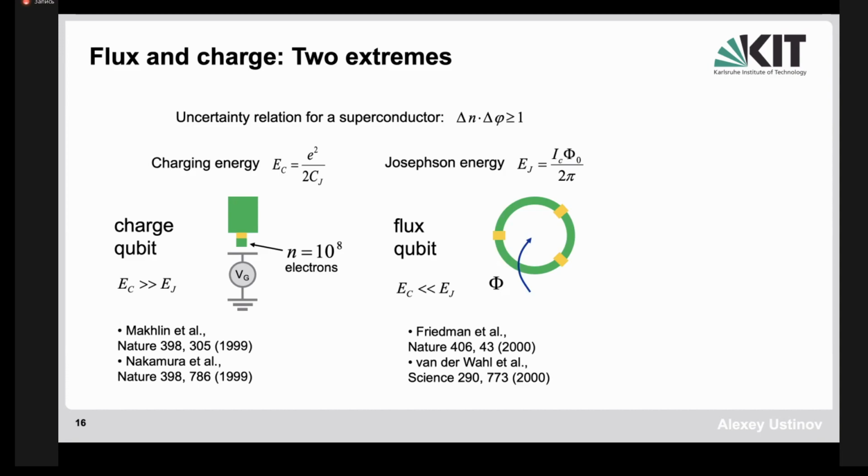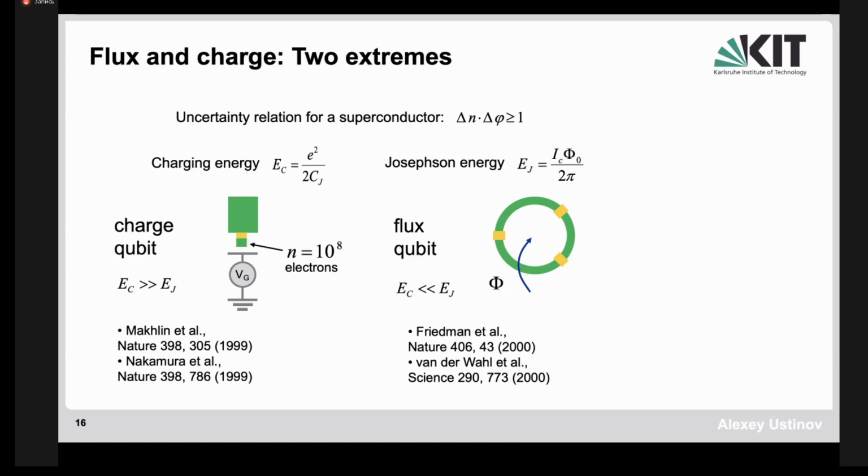Because the charging energy, it's a square of electron charge, strictly speaking, (2e) squared, but I just dropped this factor of 4. Charge squared divided by twice the capacitance. This is the charging energy. If capacitance is very small, this energy is very large.